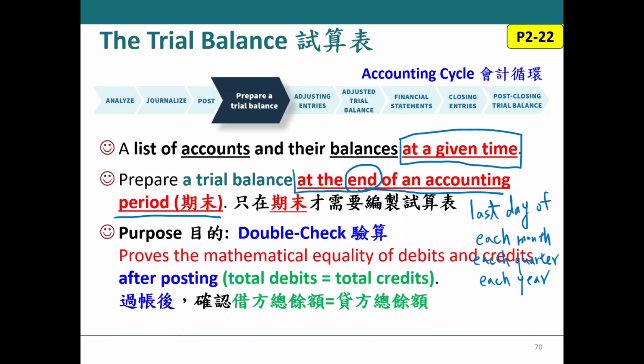Then how? Again, total debits equal to total credits. Remember, we've mentioned left equal to right, left equal to right. So even whole process after each month, we still have to measure left equal to right. So all debits equal to all credits, okay? So this is the way we use to double check the numbers we have so far. Total debits equal to total credits. Okay? No problem?